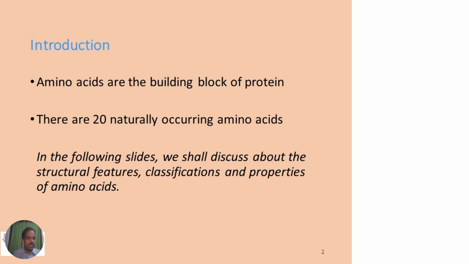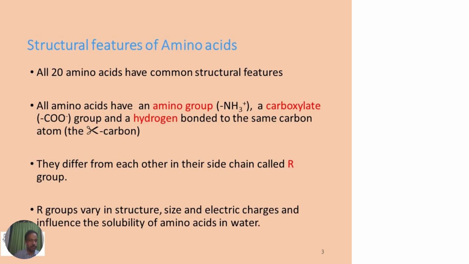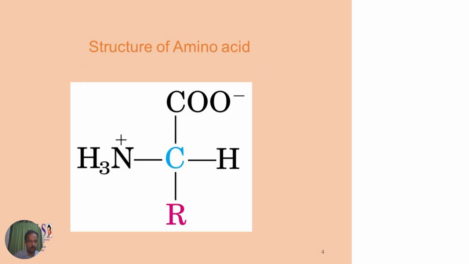Introduction. Amino acids are the building blocks of the protein. There are 20 naturally occurring amino acids. All 20 amino acids have common structural features. All amino acids have an amino group, a carboxylate group, and a hydrogen bonded to the same carbon atom. They differ from each other in the side chain called R group. R groups vary in structure, size, electrical charge, and influence the solubility of amino acids in water.